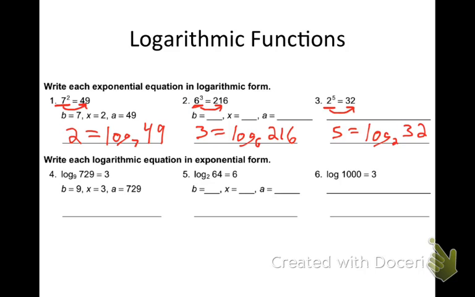Nice job. Number 4. Write each logarithmic equation in exponential form. So now I'm going to go the other way. I'm taking the base of the log and putting it as the base of the exponent. So what's the base of my log here? The base is 9, and I sweep it to the other side. So I'm going to have 729 equals 9 to the 3rd power.